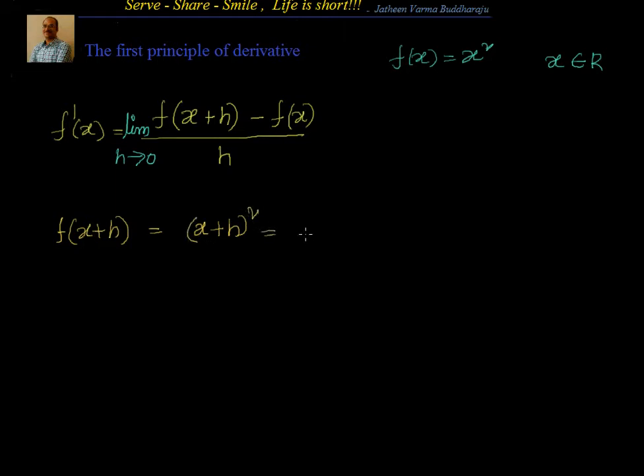We know that that's in the form of (a + b) whole square, so I can write it as x square plus h square plus 2hx. Now we know f of x is equal to x square. So let's find out the derivative now.